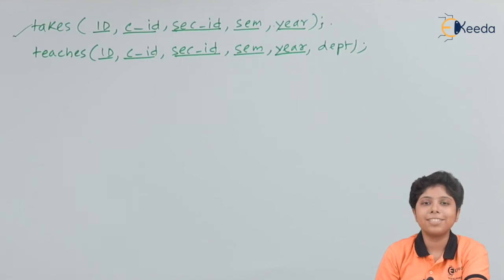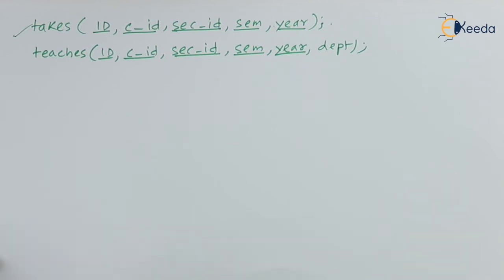Now let's look at the sec-course relation, which lies between the section and course. The section has the course ID, section ID, semester and year, and course has got the course ID, title and credit. So what will the sec-course relationship look like?